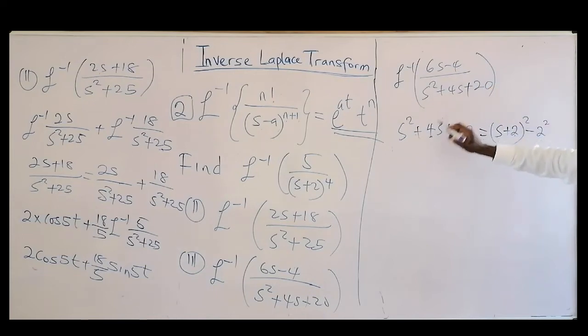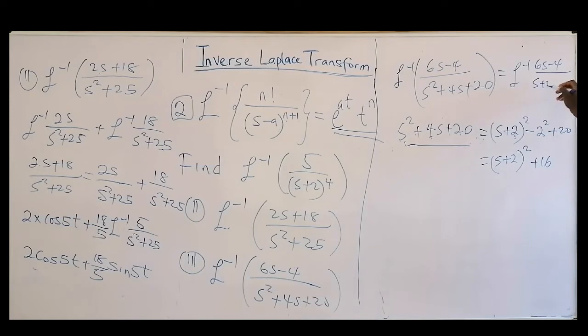So as I was saying, express this as a perfect square, which will be you take one of this, take half of this, square that. Then whatever you added here, remove that and square that. Plus what? Plus 20. And that is what? x plus 2 squared plus 16. So we now have this will now become inverse of 6x minus 4 all over x plus 2 squared plus 16.